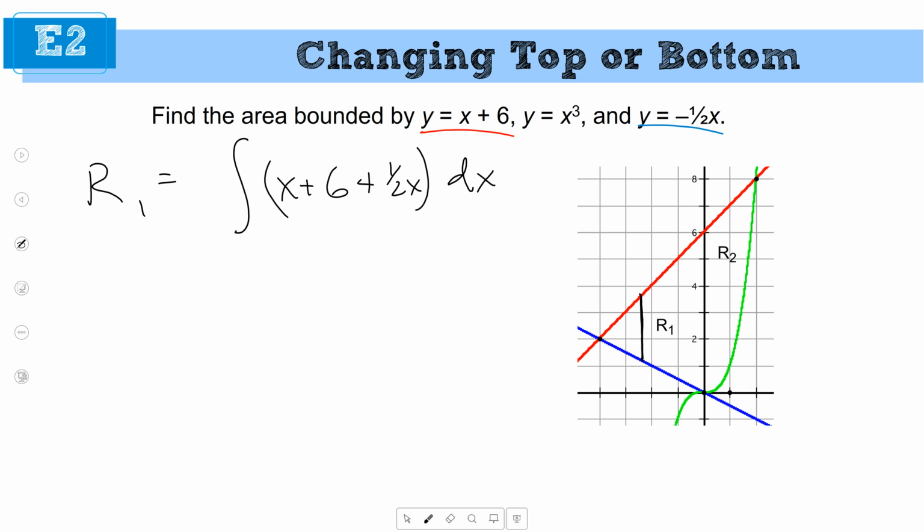What are my limits of integration? I'm adding up rectangles in region 1 from what to what? Negative 4 to 0. Good.